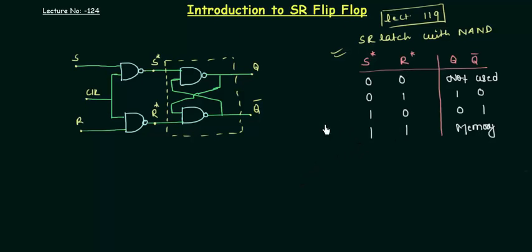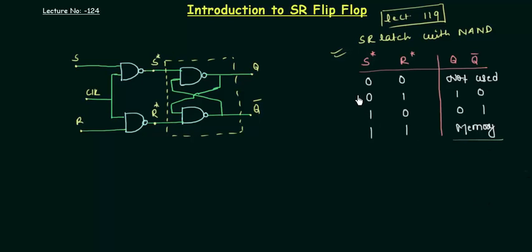You can see that when S star and R star are 0, what are Q and Q complement? You cannot determine it. It will be a contradictory case. That's why we don't use this combination when S star and R star are 0. Similarly, for 0 1 and 1 0, we have the values 1 0 and 0 1, and when S star and R star are both 1, it is memory.